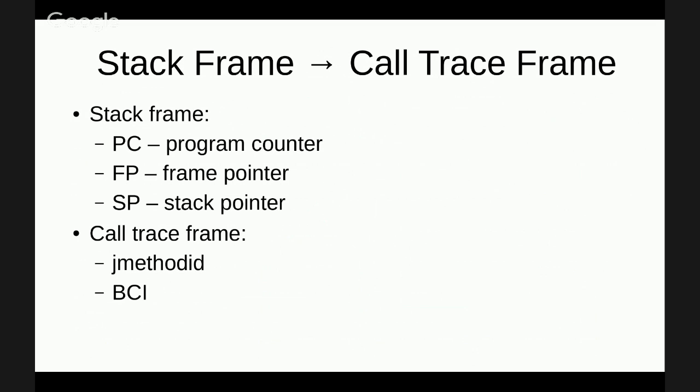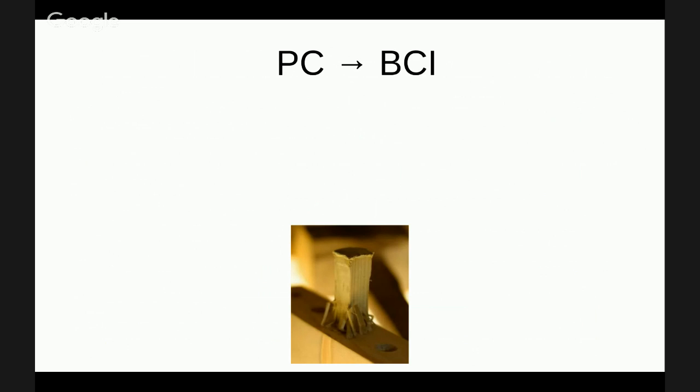This is a bit of an implementation detail, but it's important to understand about AsyncGetCallTrace, because for sampling profilers that are sampling using the signal, the information they have is effectively the stack frame. So you need to somehow make your way from the stack frame to the call trace frame. You want to translate the program counter into some sort of method ID and BCI. And ignoring the frame pointer and stack pointer, which are not very important to this particular case, you want to translate from PC to BCI.